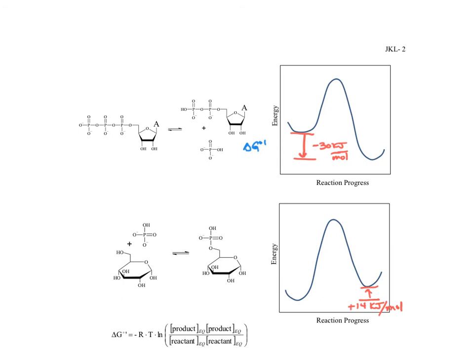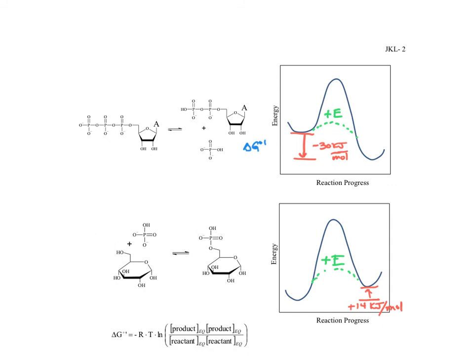Now we can make it approach the equilibrium, whatever that equilibrium is, faster by lowering that hill. Do you remember how we lower the hill? It has nothing to do with adding substrate or product, and it has nothing to do with the relative energies of substrate and product. Maybe you remember. The only way you can lower the hill is to add an enzyme.